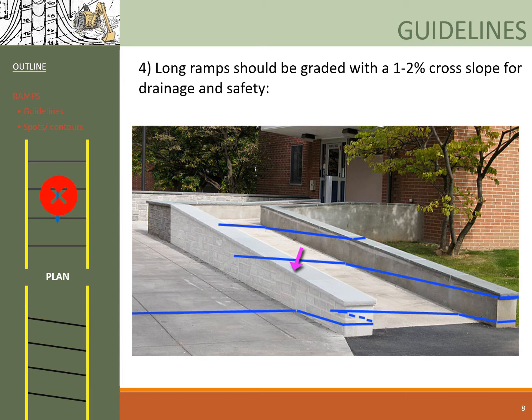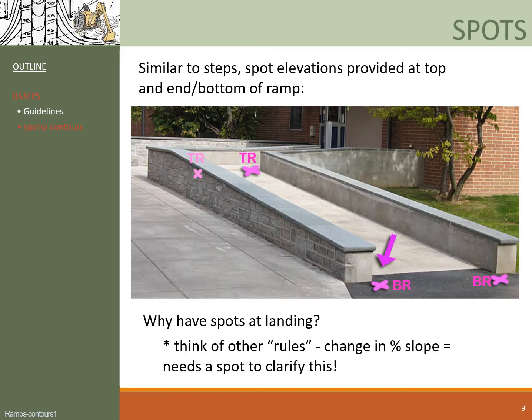So one other thing here you may have noticed is that unlike walls and steps, you do need to show the contours on any ramp on the plan, okay? In terms of spots, they need to be provided at the top and bottom of the ramp using TR, top of ramp, and BR, bottom ramp. The same principle applies here. Anywhere there is a slope, material, or geometry change, a spot is necessary.